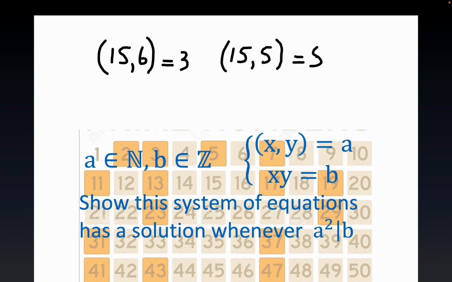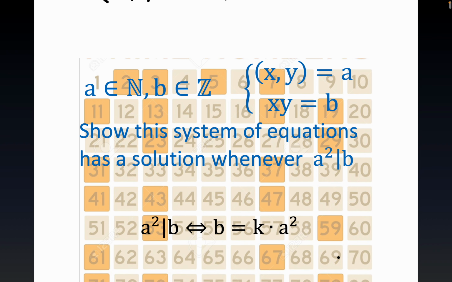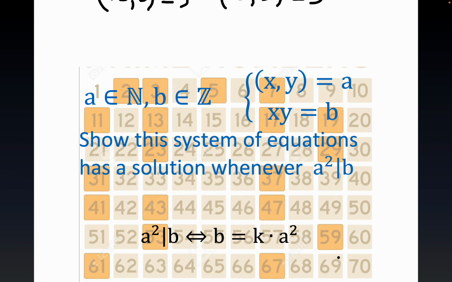All right. Now what we have here is a system of equations that involves the greatest common divisor symbol. And we're supposed to show that this system of equations has a solution whenever a squared divides b. Okay. Now, that just means a squared is a factor of b, or b over a squared is a natural number, an integer. Now, let's just write down exactly what that means. It's fairly easy. This result just follows almost immediately. There's nothing deep going on here.